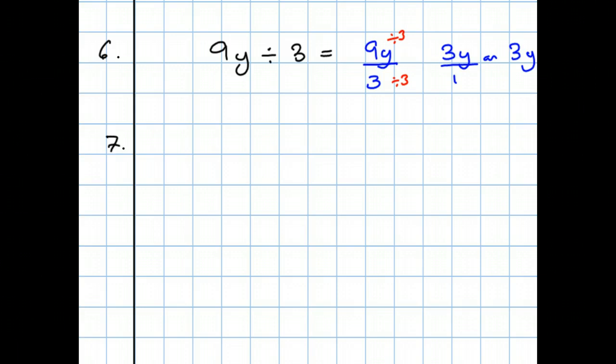What about 3x divided by x? So here we go as a fraction, 3x over x. Now, there's no number that's a common factor, but there is a letter that's a common factor, x. Now, when you've got the same letter on top and bottom, we just cross them out, we cancel them, and we're left with 3.